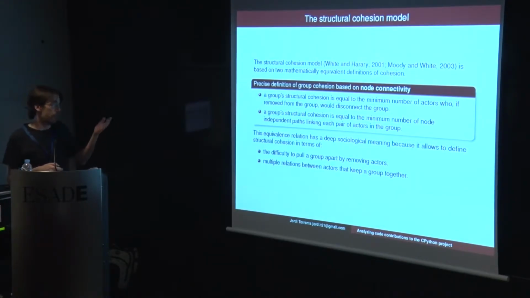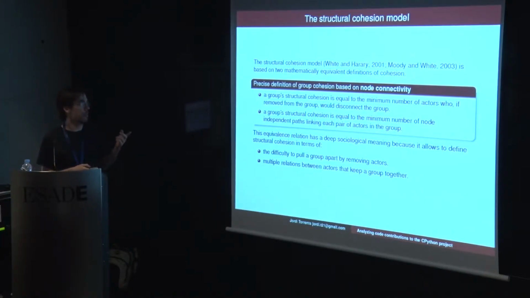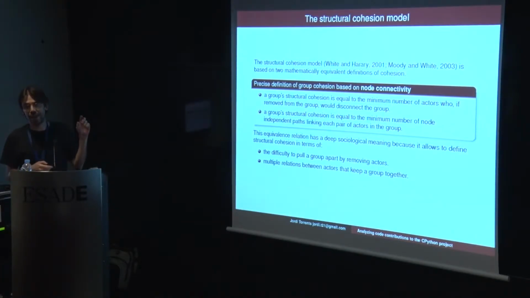And pretty recent work from White and Harary and Moody and White proposes a precise definition of cohesion on a group based on the graph theoretical measure of node connectivity. In this definition, a group's structural cohesion is equal to the minimum number of actors who, if removed from the group, would disconnect the group. Equivalently, it is the minimum number of node-independent paths linking each pair of actors. This is mathematically equivalent by Menger's theorem, which is a very well-known theorem from graph theory.